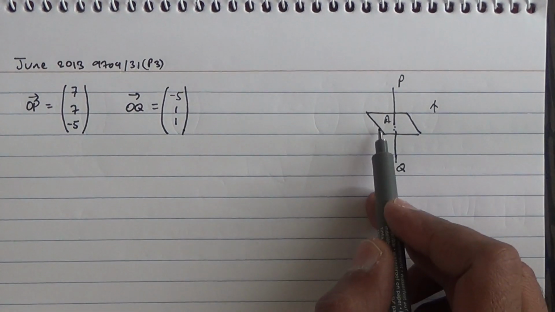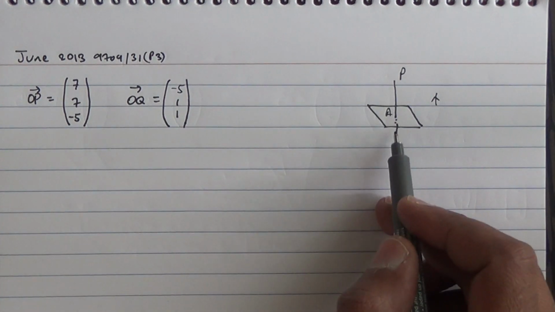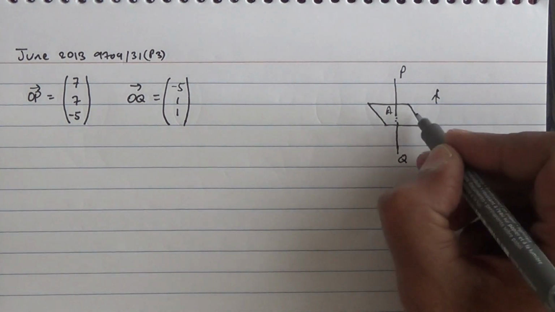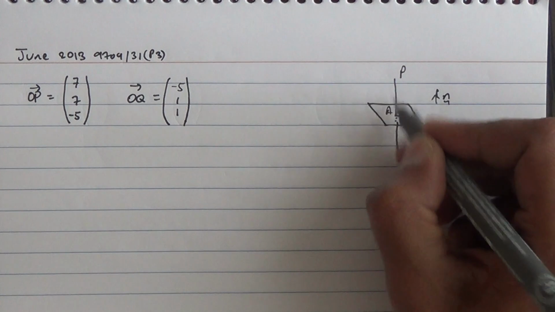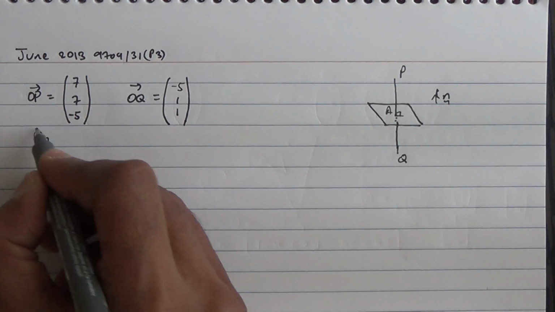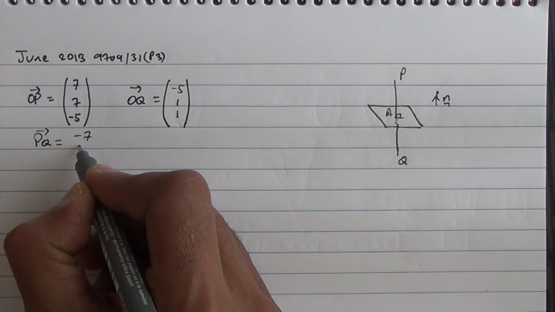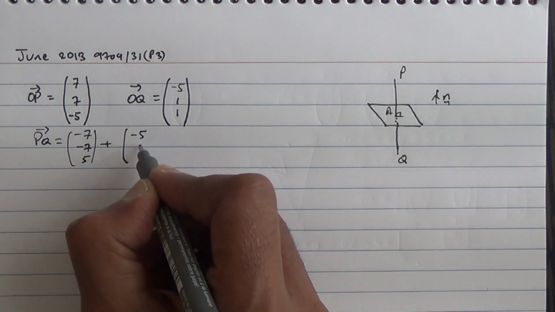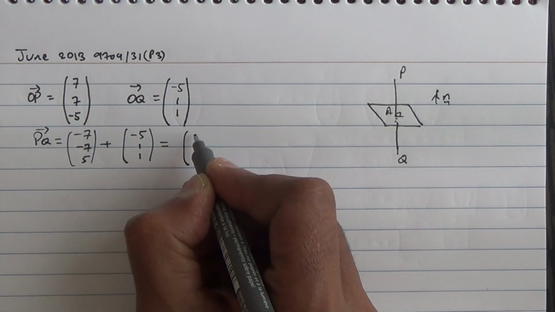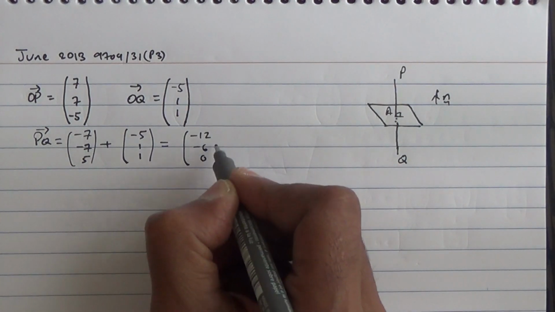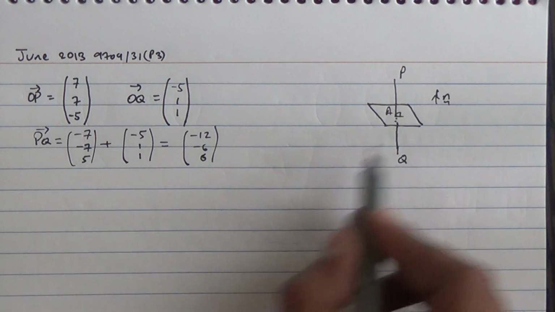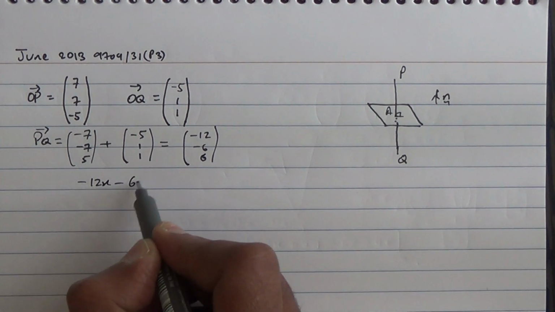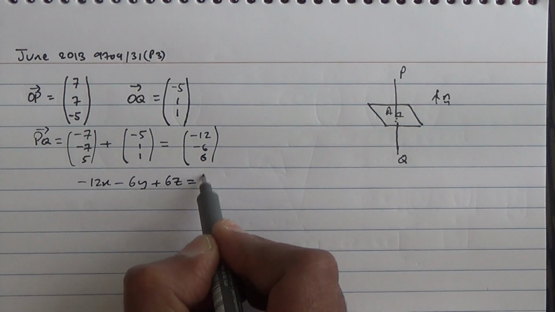We are told that the plane is perpendicular to the line PQ. I've put the plane flat horizontal on the ground so that we can make it a lot easier. PQ could then, if it's perpendicular, be normal to the plane. So let's find the vector PQ. First of all, PQ is equal to PO, which is minus 7, minus 7, 5, plus OQ, and OQ is minus 5, 1, 1. If we add the vectors up, we're going to get minus 12, minus 6 and 6. So that's the vector PQ, which is normal to the plane. So the equation could be minus 12x minus 6y plus 6z is equal to d.